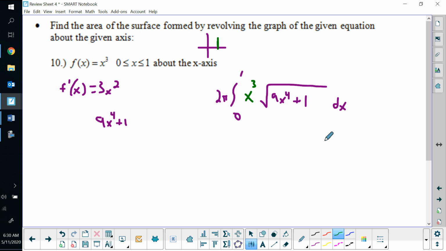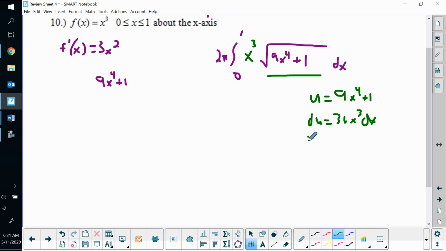All right, we don't have a 36x cubed on x under our radical, so we've got to do a u substitution. du is 36x cubed dx. So this part's taken care of. That's going to be square root of u. Our leftover is x cubed dx. So we've got to multiply by 1 over 36 to get that to match up.